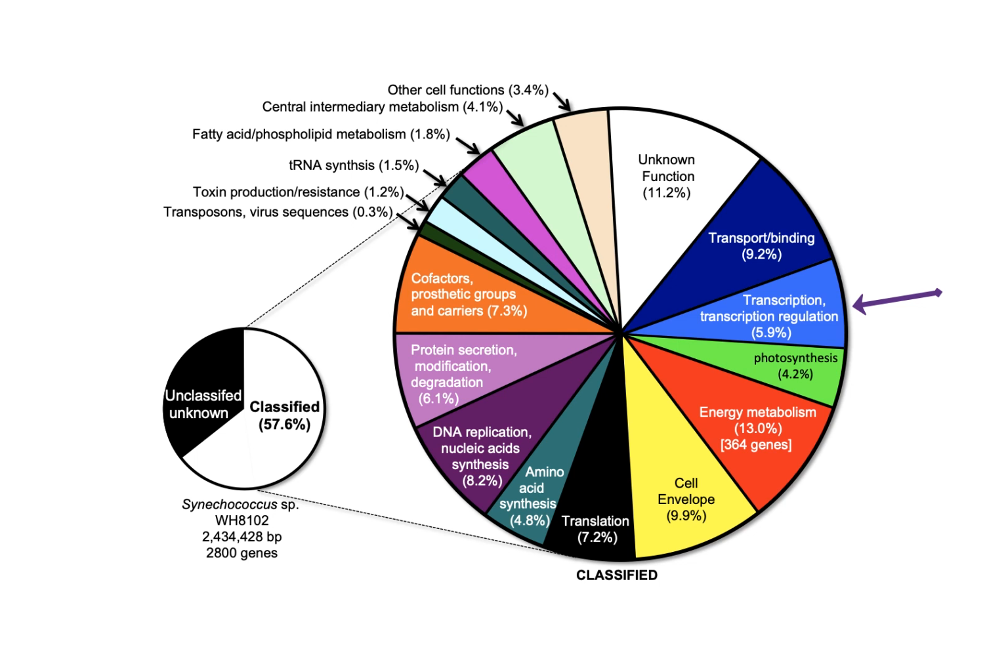And then there's transcription, there's the cell envelope, so a higher proportion of genes for the cell envelope here, probably because there are multiple membranes. Then translation, DNA replication, amino acid synthesis, and several other processes in this genome.